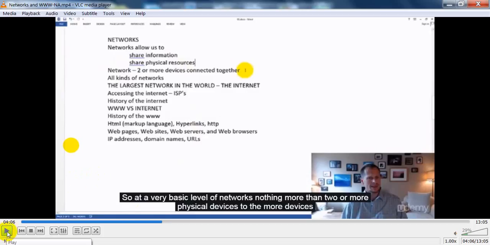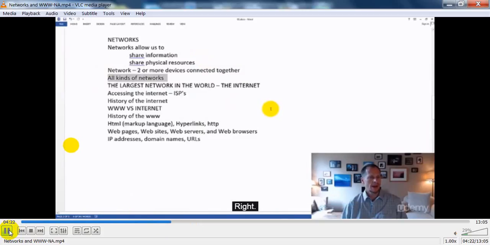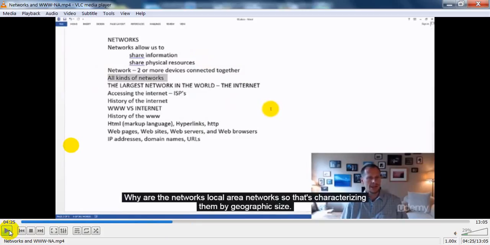So at a very basic level, a network is nothing more than two or more physical devices connected together, and we like networks because they share information and share resources. There are all kinds of networks, like computer networks and the internet. Why are there networks like local area networks? Because we characterize them by geographic size.